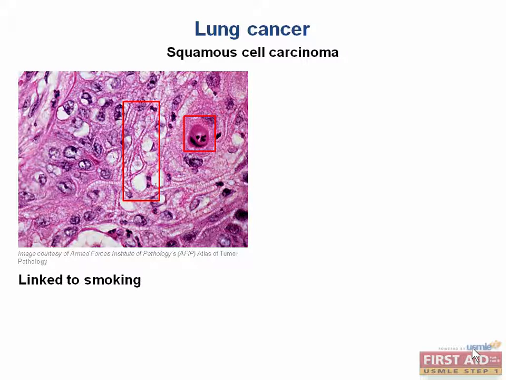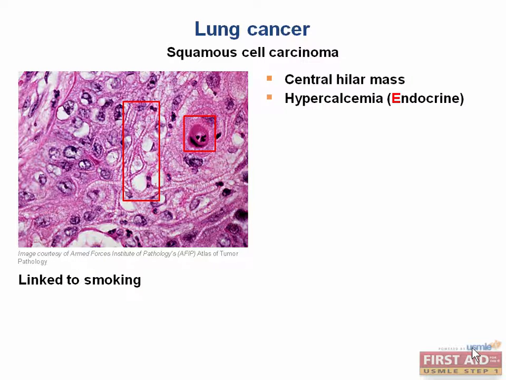Now, how does it present? Well, it presents as a centrally located hilar mass arising from the bronchus. Hypercalcemia of malignancy may be seen with squamous cell carcinoma due to the production of parathyroid hormone-related peptide. Recall from the endocrine and musculoskeletal chapters how PTH stimulates osteoclast activity, thus releasing calcium from the bone.